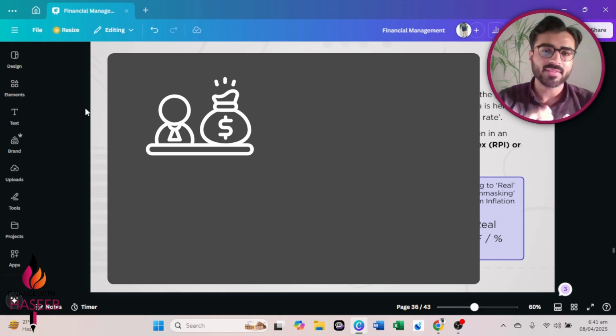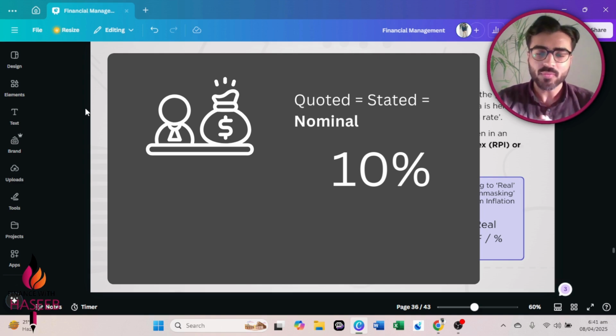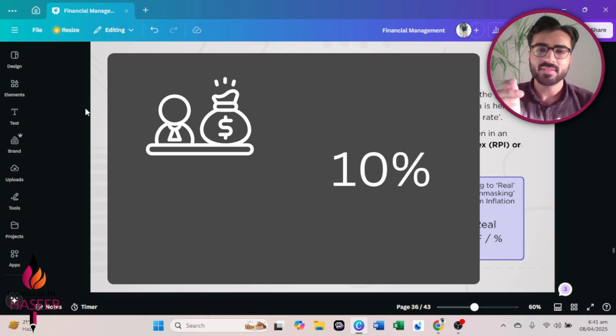Their quoted rate is 10%. They quoted you a rate of 10%. Now the word quoted is a synonym of the words nominal and stated. So quoted means nominal or stated. So their nominal rate is 10%. The quoted rate that you have got from the capital providers is 10%.